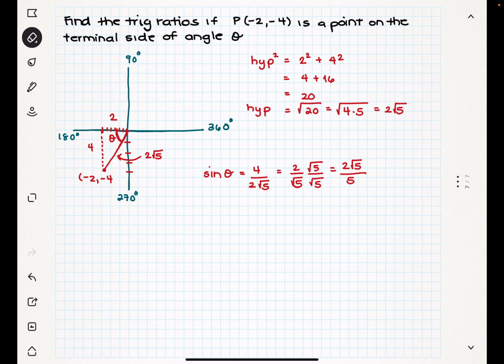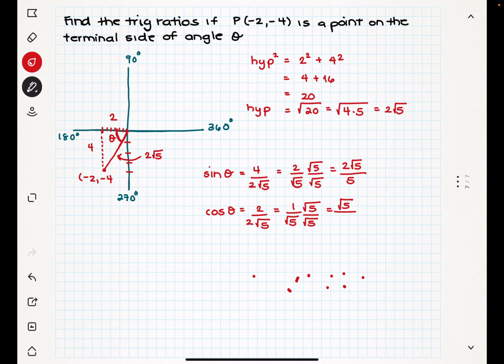Okay, so now the cosine. The cosine of theta is going to be 2 over 2 square root of 5. So 1 over the square root of 5. I rationalize it, and I get square root of 5 over 5. Okay, the tangent is going to be simpler. The tangent is opposite over adjacent, so tangent is 2.